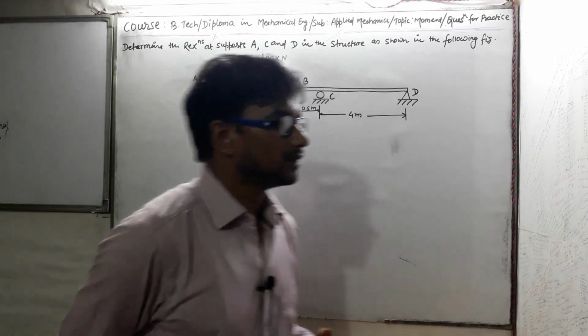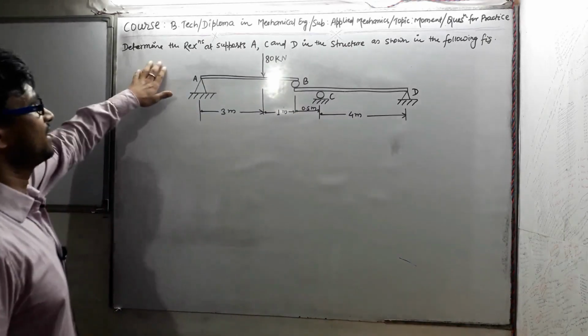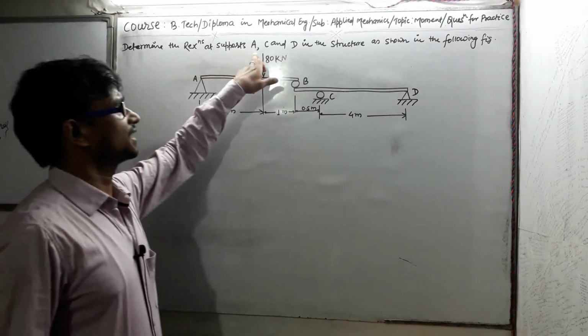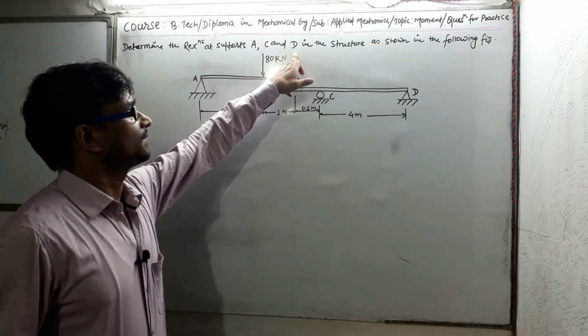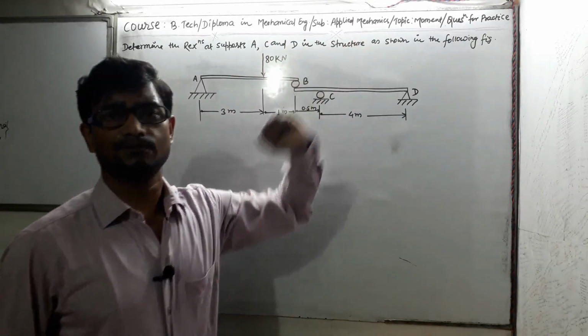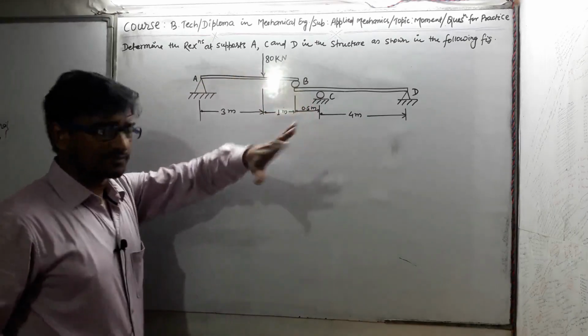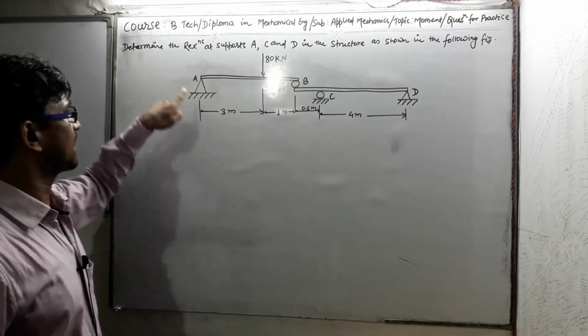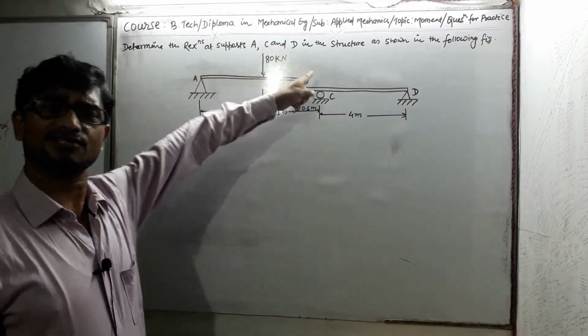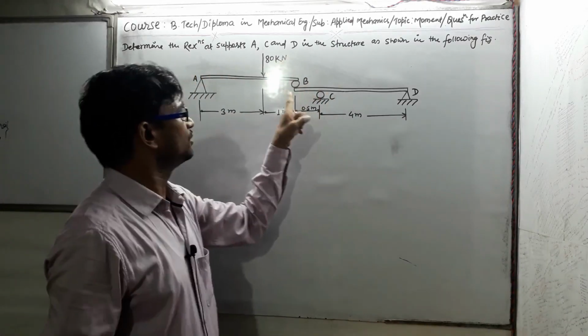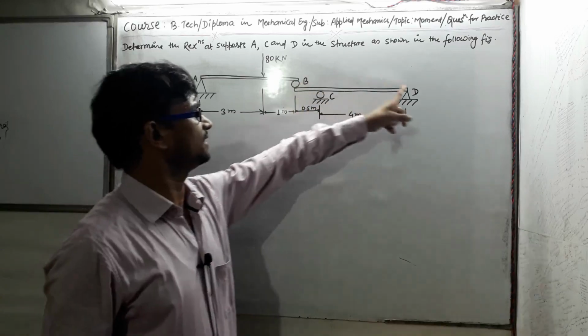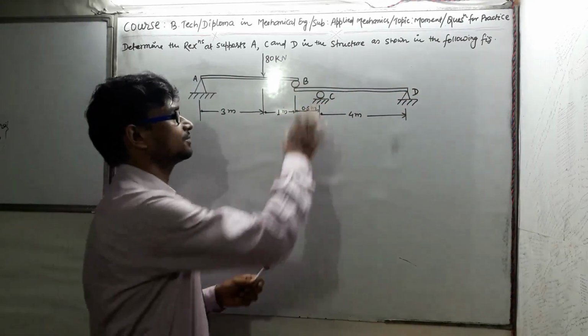So let's continue. The question says: determine the reactions at supports A, C and D in the structure as shown in the following figure. I have shown here there are two beams. One beam is designated by points A, B as the extreme ends, and the other beam is designated by points B, D as the extreme end points.